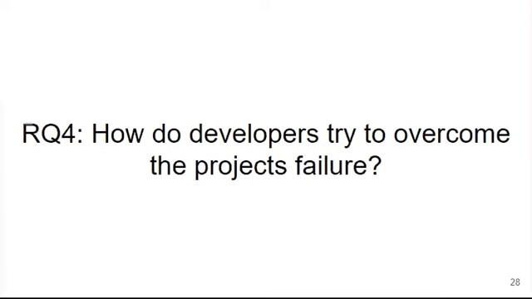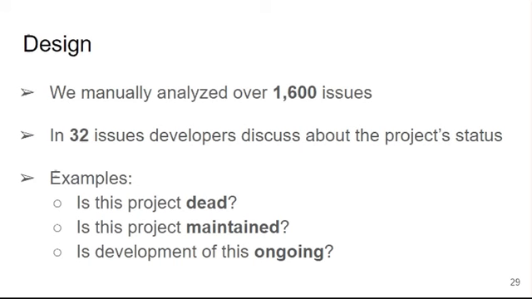Now I'm going to show the results and the design to answer the last research question. How do developers try to overcome the project failure? To answer this research question, we manually analyzed over 1,600 issues. We found in 32 issues, developers discuss the project status. For example, we have the following titles of these issues. In this project dev, is project maintained, is development of this ongoing.